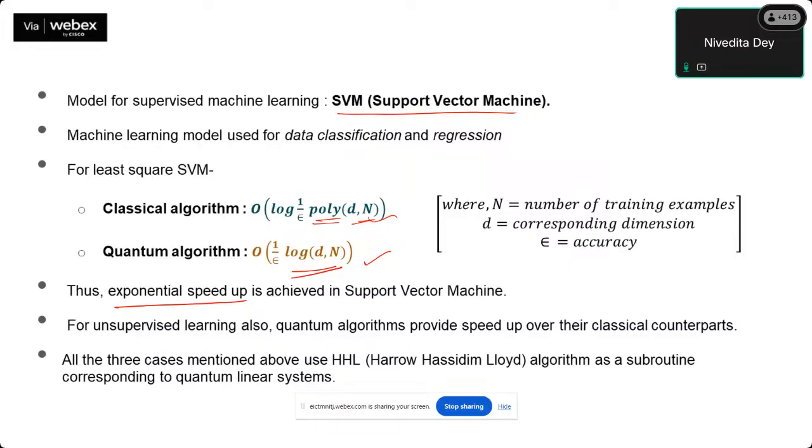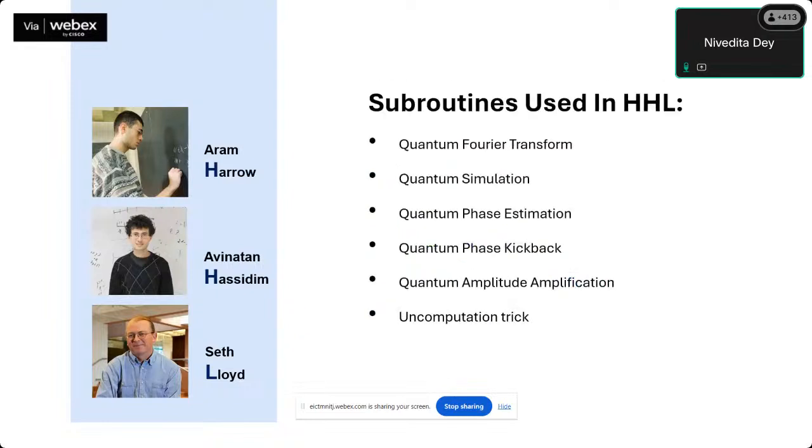All the three cases mentioned above use HHL, or Harrow-Hassidim-Lloyd, three scientists who discovered this algorithm, as a subroutine for a quantum linear system. And there are all these things in use. That is why realizing HHL itself is very difficult. It uses everything: QFT, then simulation, then phase estimation or QPE, then phase kickback, then QAA, followed by some uncomputation trick.